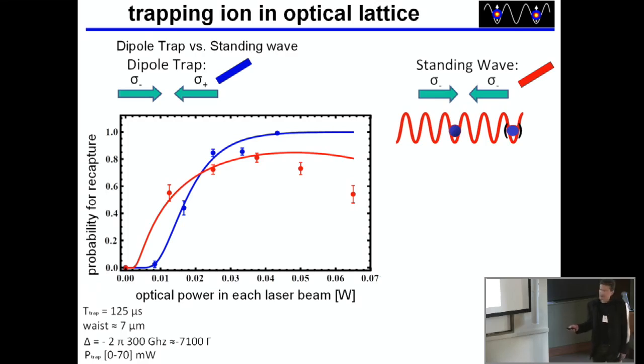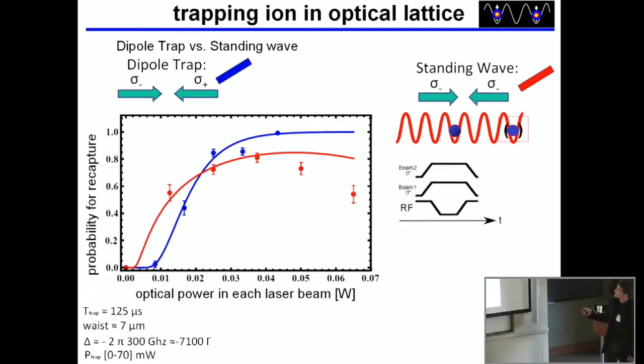But what really disturbed us in the beginning is that even for higher laser power, where the heating should get us only a little bit, the recapture probability went much further down. And we thought we are perhaps running into some problems with additional heating effects that we don't understand, that will also compromise our future plans of whatever we might do. But then we looked in more detail at our trapping protocol again.